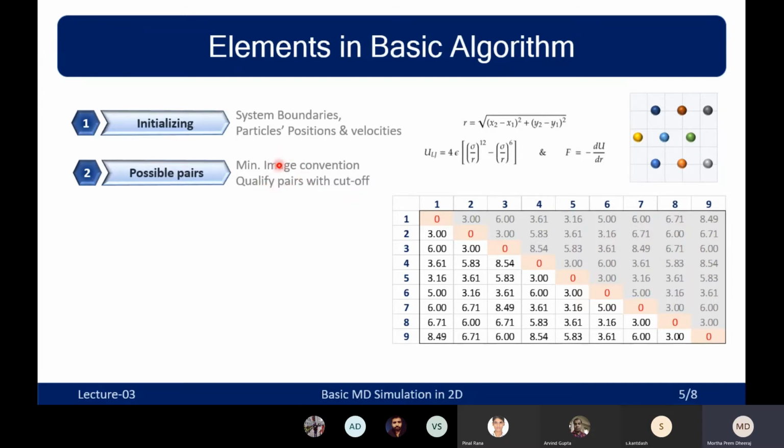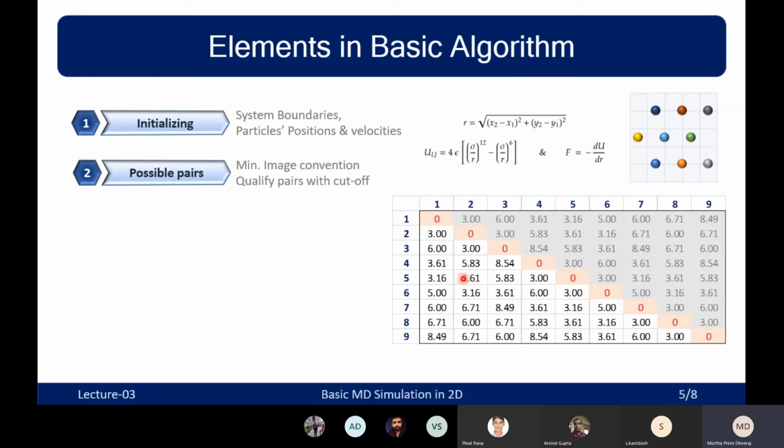So based on these particular aspects, I'll take one particle and calculate the separation distance from that particle to all the other particles using this simple formula. I've tabulated all the possible pair distance map. So if the distance of separation between particle 2 and 1 is 3, particle 4 and 2 is 5.83. Likewise, I have measured all the distances.